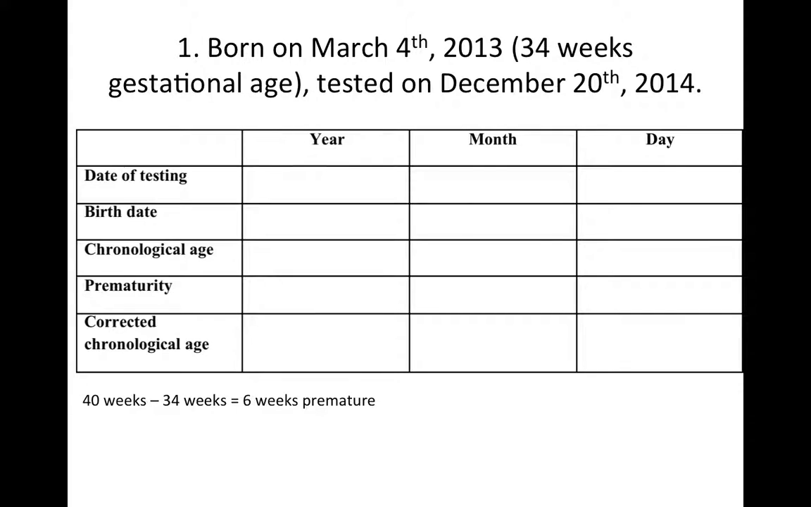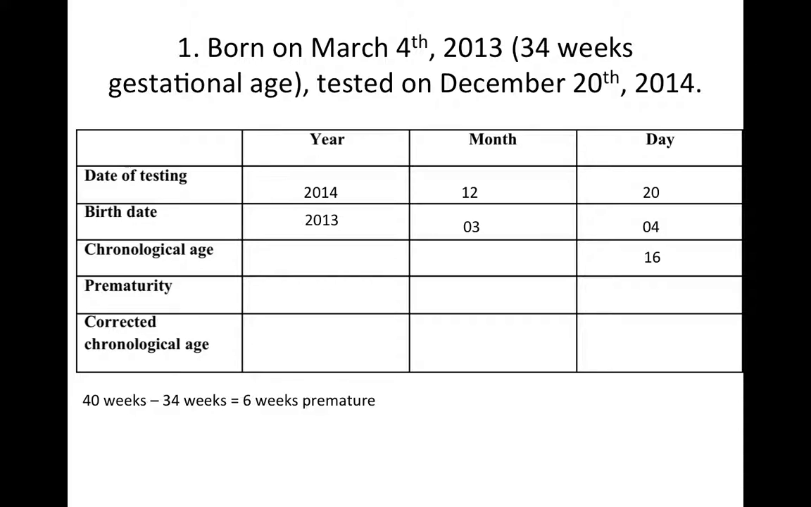Okay, so we're going to review the quiz. The first question is born on March 4th, 2013, at 34 weeks gestational age, tested on December 20th, 2014. So you can go ahead and enter the date of testing and then their birthday. And then you can start subtracting.